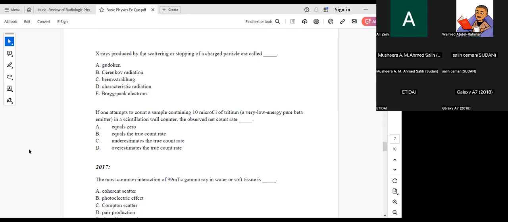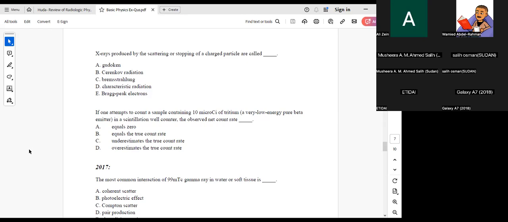If one attempts to count a sample containing 10 microcuries of tritium, a very low energy pure beta emitter, in a scintillation well counter, the observed net count rate... This has to do with counting statistics and so on. I'm really not sure, I don't remember, bottom line.